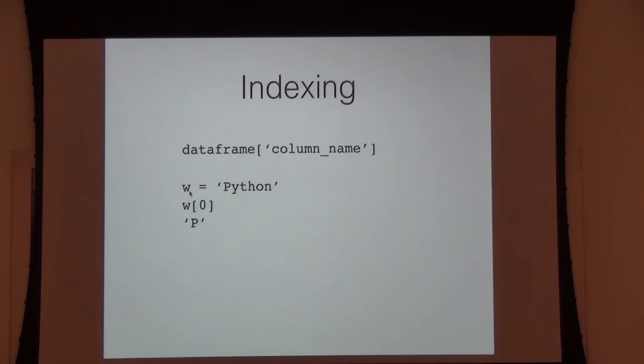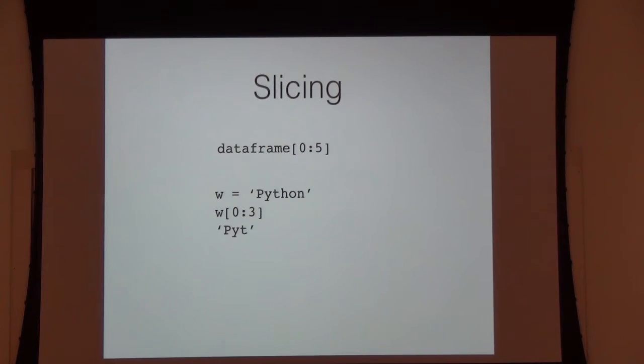You can even index string variables. For example, we're going to assign the string Python to the variable w, and you could type w and index it with a 0, and it will pull out the first letter for you. So it works like that.